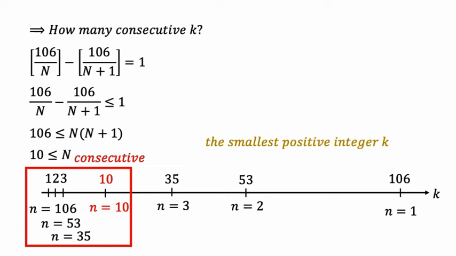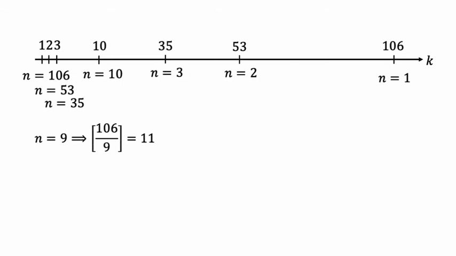So if we want to find the smallest positive integer of k, we'll have to go further from n equals 9, n equals 8, and so on. So let's look at what happens if n equals 9. We'll get that k equals 11. When n equals 8, k equals 13. This means that the smallest k will be 12, and this is our answer.